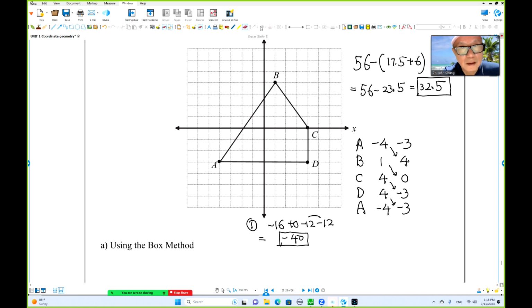Now, from right to left, I'm going to use a different color over here. Where is the color? Here, here, and here, right? Okay, negative 3 times 1 is negative 3. 4 times 4 is 16. 0 times 4 is 0. Negative 3 times negative 4 is positive 12. That is 25, right? This is 25, 28, and minus 3 is 25.